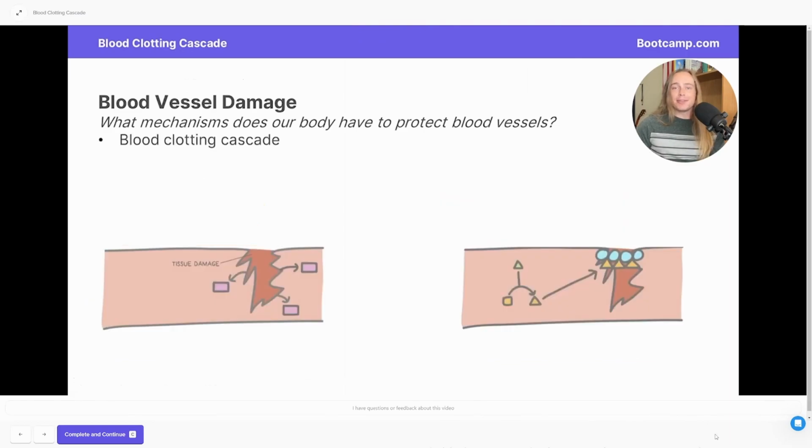Great, so as the title of the video suggests, our body utilizes a blood clotting cascade to fix our blood vessels, and this works pretty similarly to how we would fix a flat tire. If there's a hole in a tire, the first thing that we need to do is put a plug in that tire to make sure that no more air escapes. Our blood vessels are really similar. If we have a hole in a blood vessel, we need to plug up that hole so that no more blood escapes. Now it's going to be a little bit more complex, but it's basically the same idea. There's a hole and we're going to patch it.